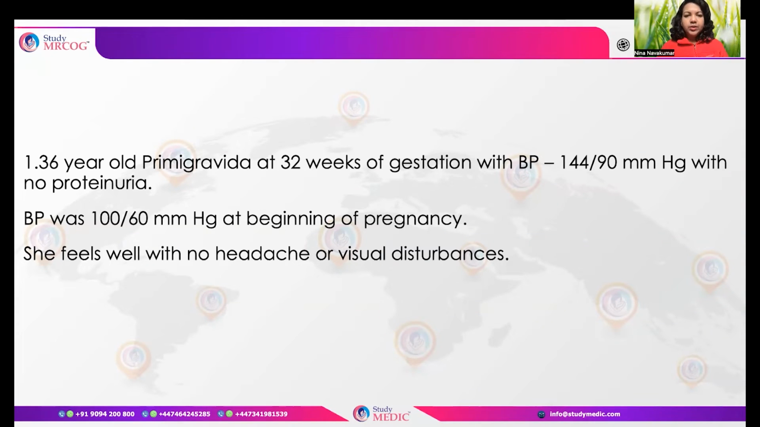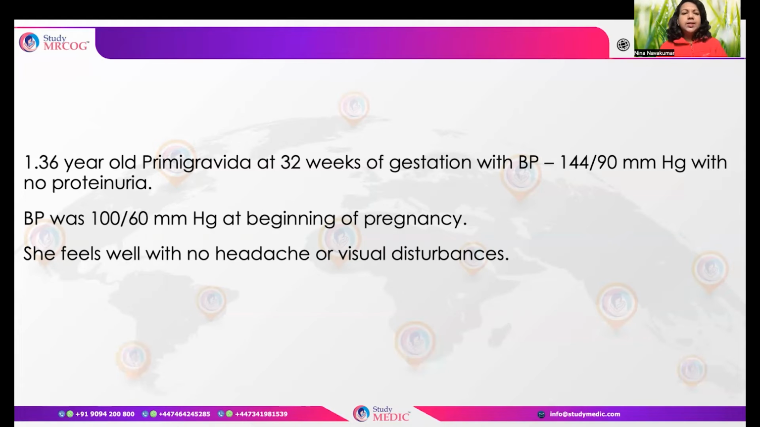So it is in the range of preeclampsia without severe features. But to tell whether it is preeclampsia or not, we need a blood pressure of more than 140 millimeters of mercury along with proteinuria or an end organ involvement. Here she doesn't have proteinuria. Then next we need to check whether she has an end organ involvement or not. It is also stated in the question that the blood pressure was 100 by 60 at the time of the booking visit, and she feels well with no headache or visual disturbances. So there are no severe features as well.